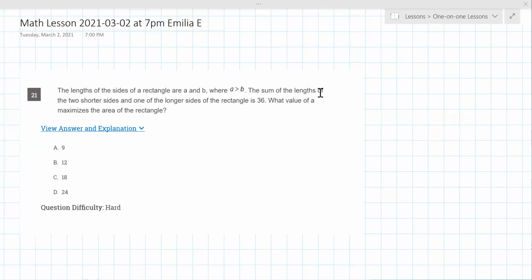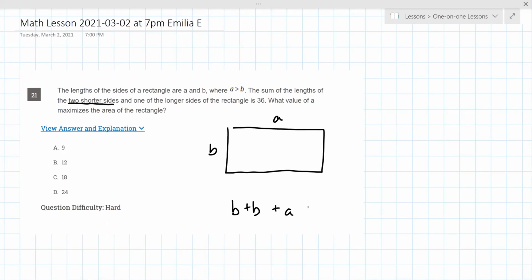So your screen. Okay. The lengths of the sides of a rectangle are A and B, where A is greater than B. So this is A and this is B. The sum of the lengths of the two shorter sides, which is B, and one of the longer sides is 36. So it says B plus B, that's the two shorter sides, plus A is 36. What value maximizes the area of the rectangle?